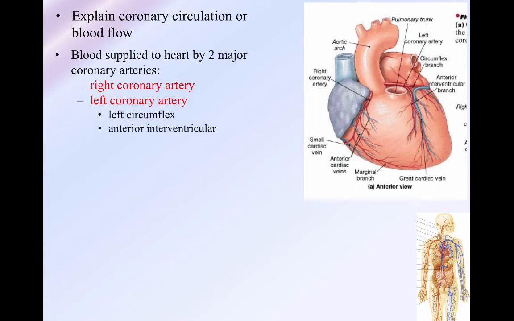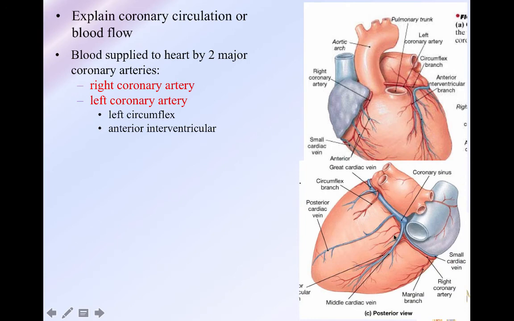And we have branches here. Here you can see the marginal branch of the right coronary artery. And then there's another branch that goes around to the back, which is known as the posterior interventricular. You know, inter means between, and so it goes between the two ventricles. And then the left coronary artery, we can see branches into the circumflex, which also wraps around to the back, and then the anterior interventricular. You can see those on the back as well. They continue around that way.